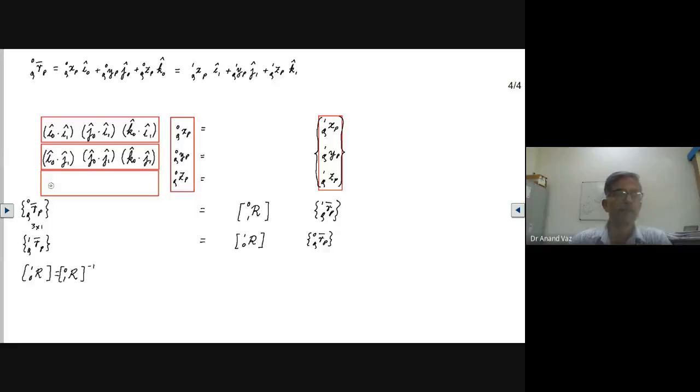Here likewise we will have I naught dot K1, here it will be J naught dot K1, and K naught dot K1.